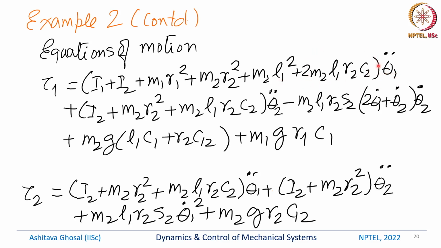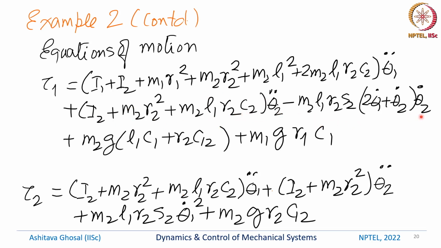But there is a term in the inertia which is multiplying theta 1 dot, which is a function of the second rotation angle theta 2. C2 is cos theta 2. Likewise, we can have another term which is multiplying theta 2 double dot, which is I2 plus M2 R2 squared plus M2 L1 R2 C2. So again we can see one term which is a function of theta 2.